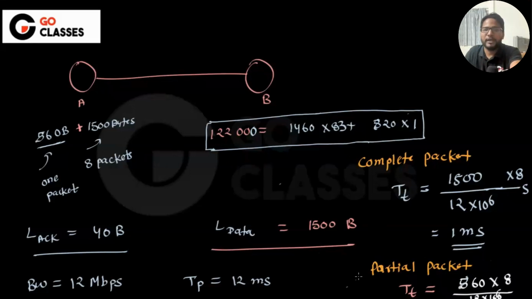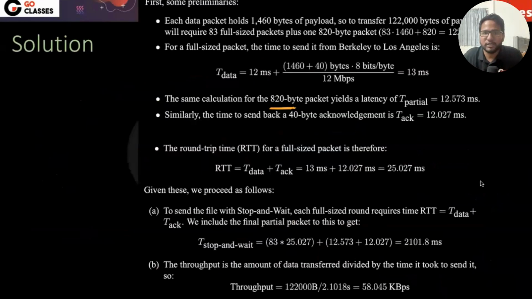Anyway, let's see what they're saying. So the total time for the data is TP plus TT, they are writing. This is 12 milliseconds plus 1 millisecond, that was fine to us. So 13 milliseconds. Similarly, you can find out for the partial data, and for the acknowledgement also, you can find out the transmission times.